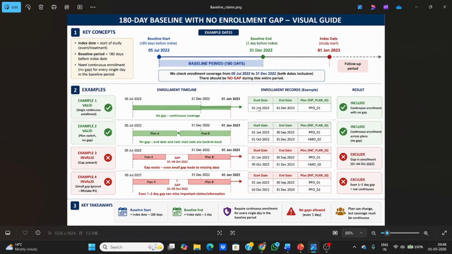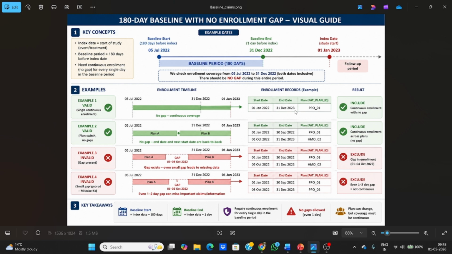Let's take one example here. The patient has the same dates, 1st of January 2023 as index date. Here this is a patient whose start date, if you see, is 1st of January 2022, and the end date is 31st December 2023.